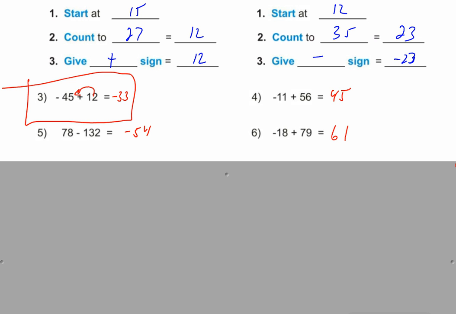18 of these negatives wiped out 18 of the 79 positives. So we got to figure out how many are left. So start counting from 18 to 79. We'll figure out how many positives are left. It's exactly what's going on. That's the case, and that's how you should do them.